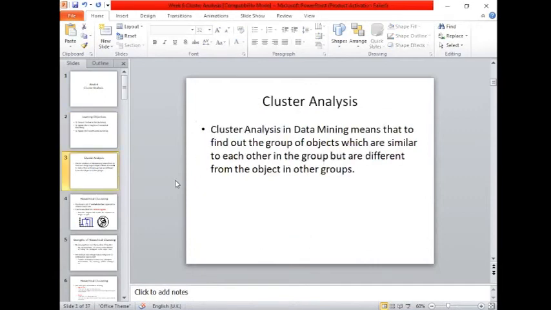Okay, so how do we define a cluster analysis? When we talk about clustering, it talks about combining similar objects into groups, or a group of objects that we combine based on their similarities. So cluster analysis in data mining is about finding, from the group of objects, which are similar to each other in the group, but different from the objects in the other groups.